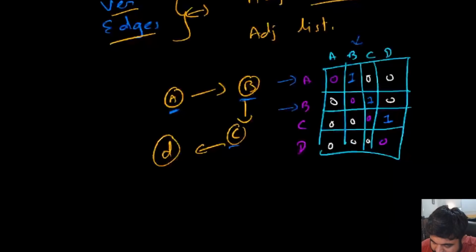currently we have a graph that contains 4 nodes A, B, C, D. Amongst these 4 nodes, we only have a connection from A to B. So that is why this is 1, but we do not have a connection from B to A. So that is why this is defined as 0.